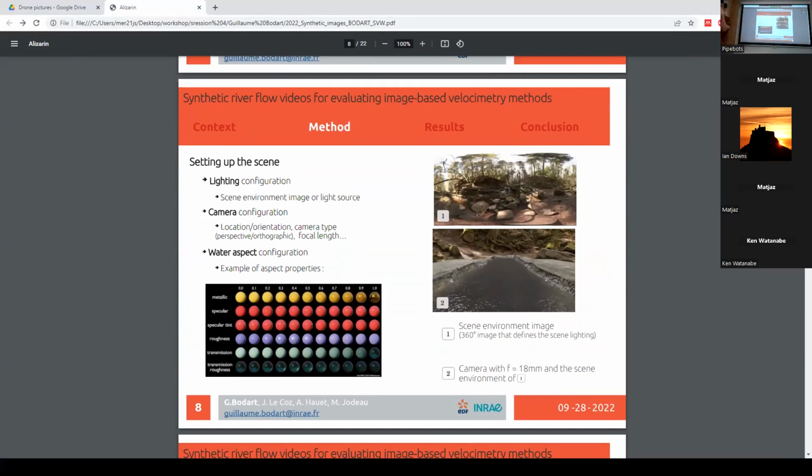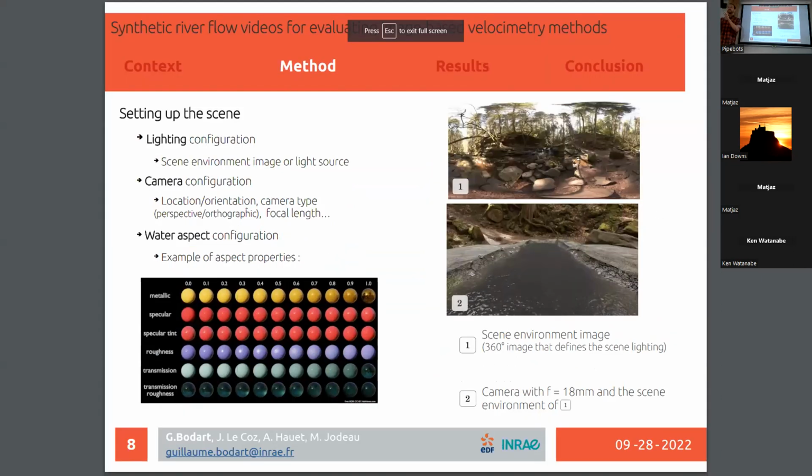Blender makes it very easy because we can use scene environment images. These are 360 degree images that define the scene environment and the lighting. So here you have an example. Our scene is placed in the middle of this image. It's a bit difficult to see, but thanks to that, you can simulate various scene environments. So here you have the scene that is placed in there. We have various lightings and scene occlusions that can be reproduced with this approach.